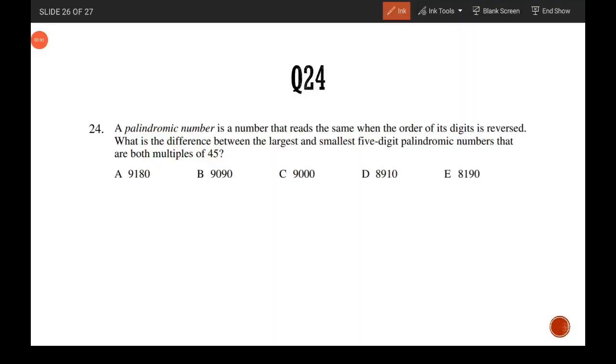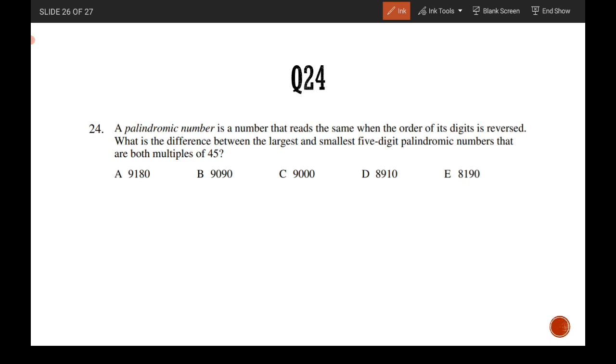This is JMC 2015, question 24. A palindromic number is a number that reads the same when the order of its digits is reversed. What is the difference between the largest and smallest 5-digit palindromic numbers that are both multiples of 45?